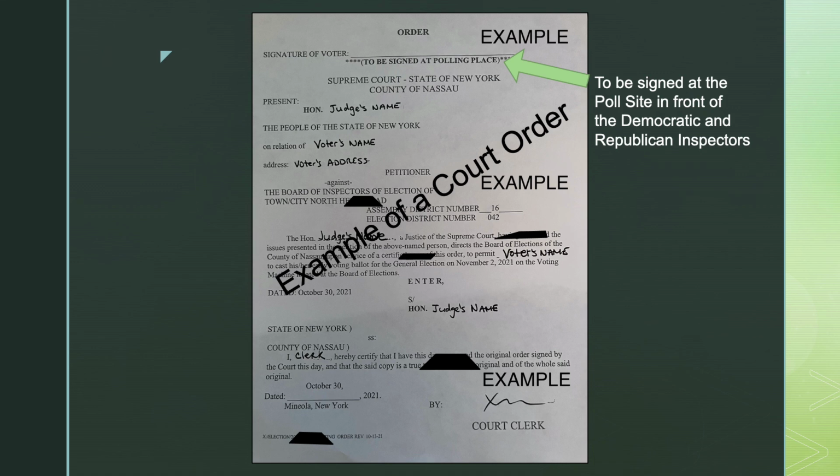Make sure, as the inspector, to read the court order entirely and check that it is signed by a judge. The voter must sign the court order in front of the inspectors, even if they already signed it. They sign it again. When that is complete, go into the poll pad and search for the voter.